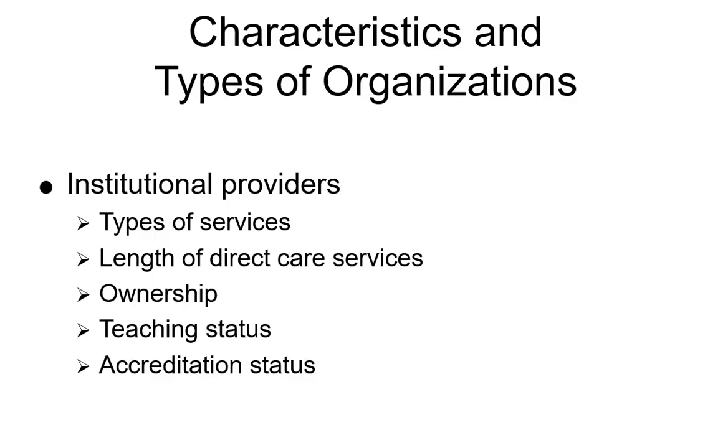Ownership, ownership being public or private. So some public ownership would be the VA, correctional facilities, some state hospitals, and then we'll look at private, nonprofit, and then for-profit hospitals.